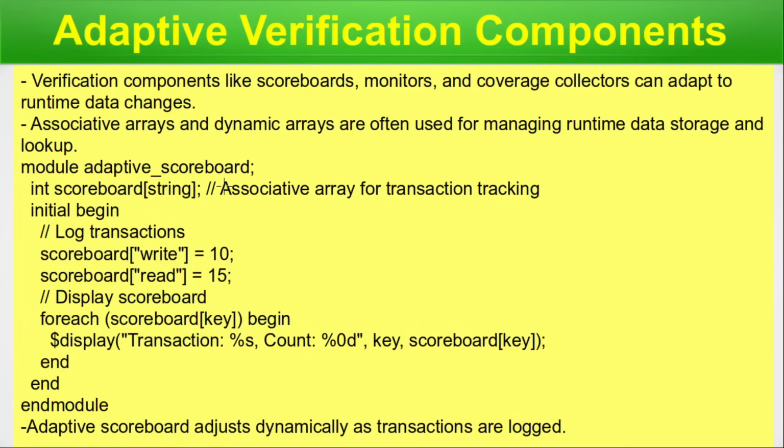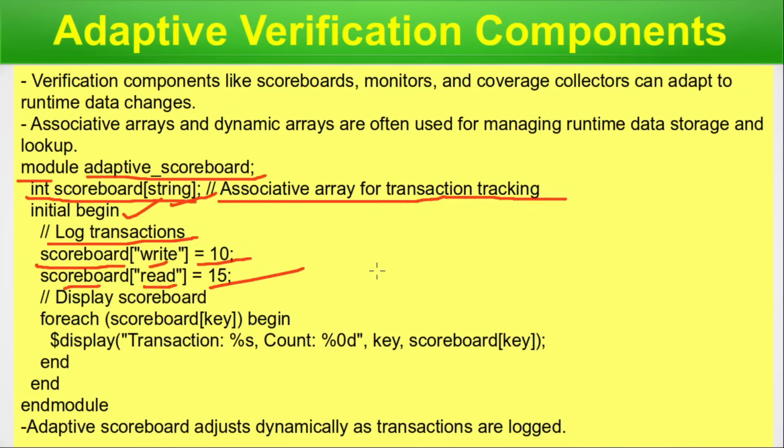Here goes our example. We have the module and name it adaptive scoreboard. So first we define a scoreboard using int, and here we have a string associative array for transaction tracking. Here we start our initial block and we log transactions. We have scoreboard, then write as the key and the value is 10. We have scoreboard, read as the key and value as 15. So this is basically like a hash table. And then we have to display the scoreboard.